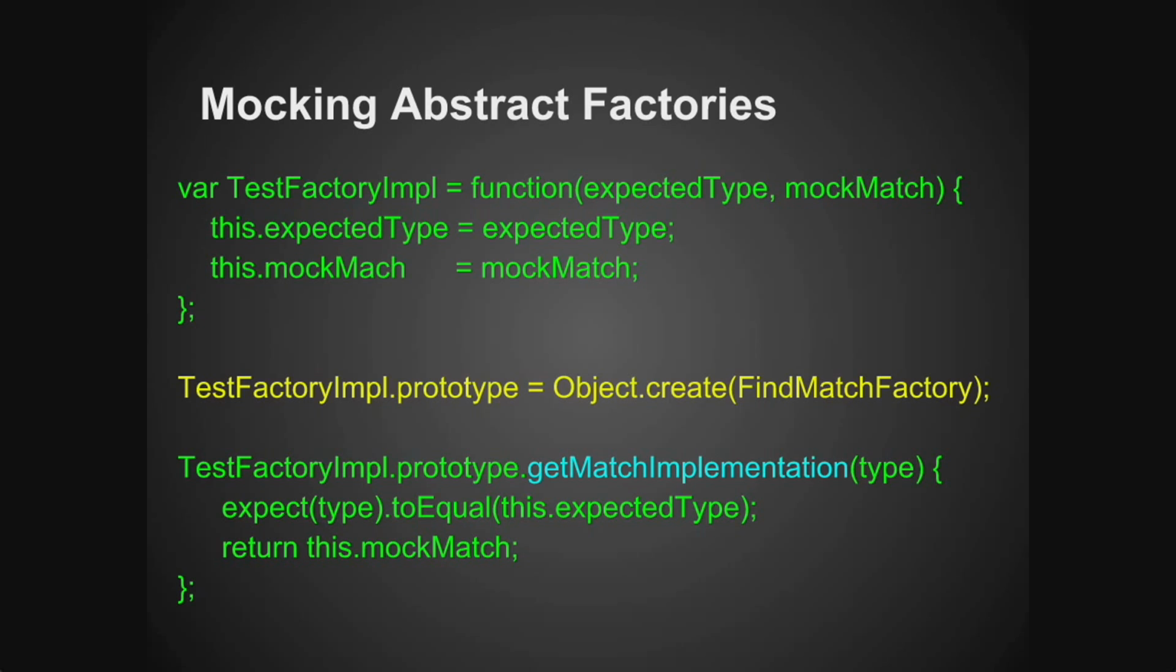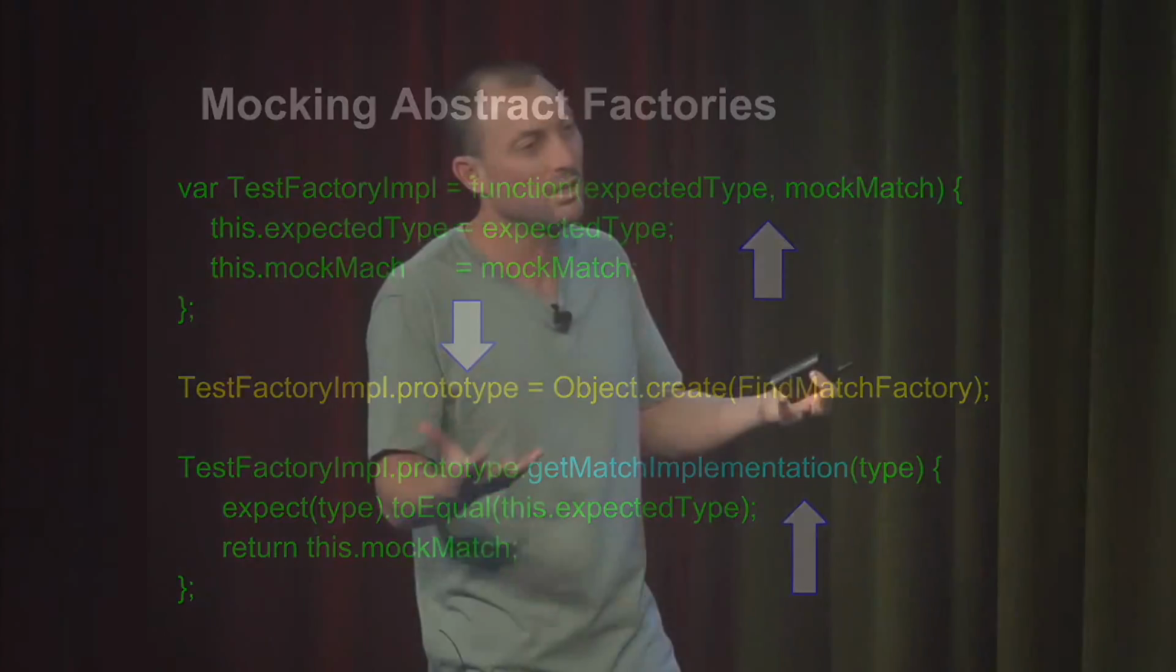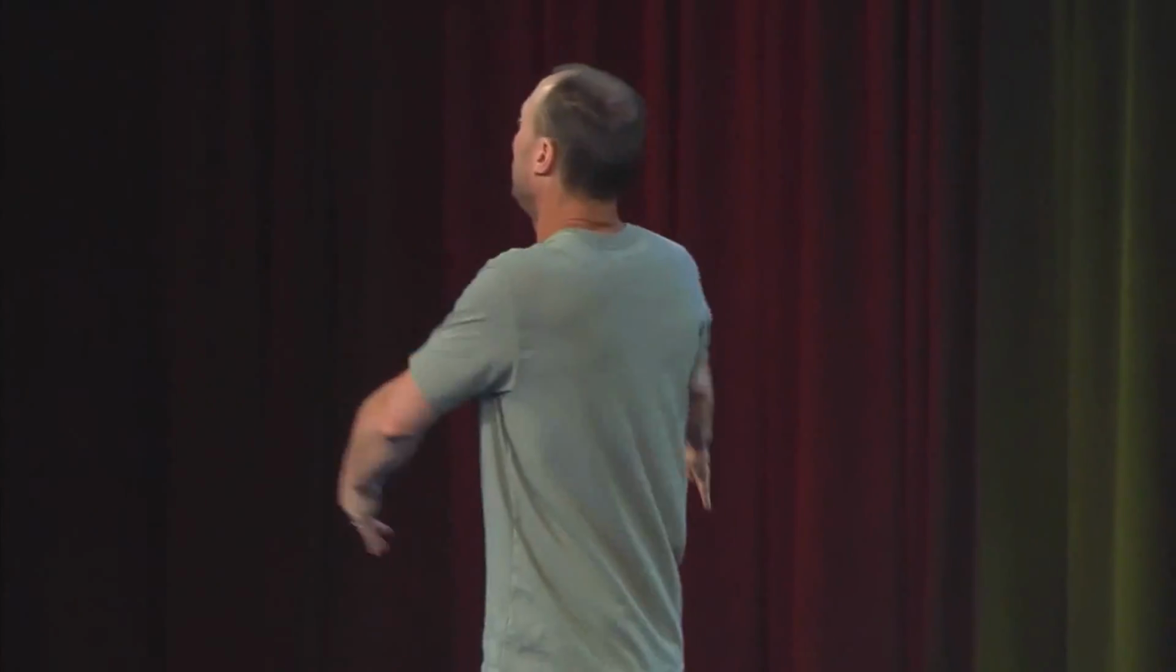So here's an implementation of our AbstractFactory for test. It has a specific constructor that takes a mocked out match version and what the expected type was. I say I'm going to implement this interface, and then the get matching implementation just returns the mock, plus it checks to make sure that the type it got passed was what was actually expected. And then you can go ahead and inject this mocked out or test version of the AbstractFactory into your user controller. Which brings us to our final pattern of the day, which is the AbstractFactory pattern.